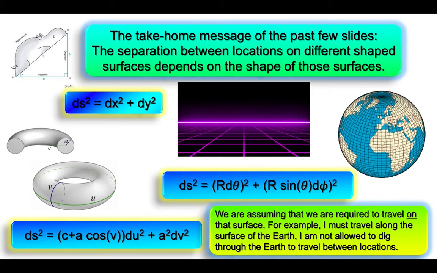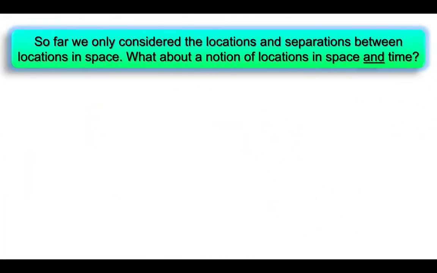Now, in this discussion, I am assuming that I'm required to travel on the surface. So if I want to travel from Madrid to Cape Town, I'm assuming I must walk along the surface of the earth. I'm not allowed to dig from Madrid to Cape Town or anything like that. So now, up to this point, we considered the separation between locations in space, but we also could extend this idea to consider the separation between locations in time and separations between locations in space and time.